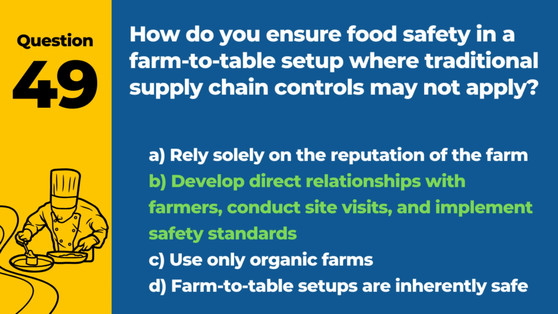Answer: B. Develop direct relationships with farmers, conduct site visits, and implement safety standards. Ensuring food safety in a farm-to-table setup involves developing direct relationships with farmers, conducting site visits to assess their practices, and implementing safety standards that align with food safety requirements.